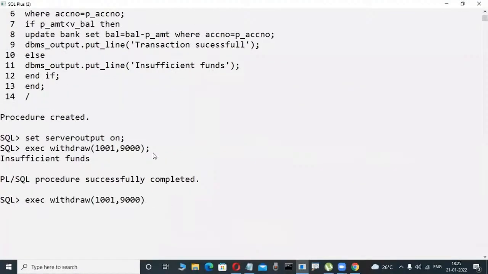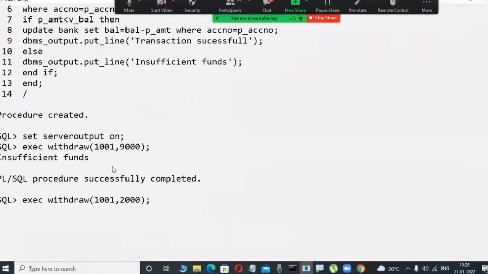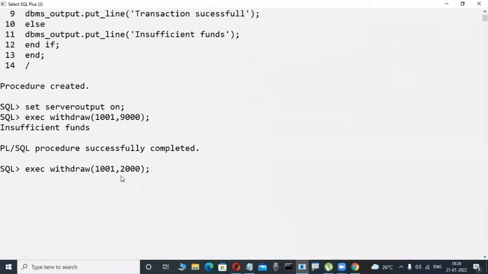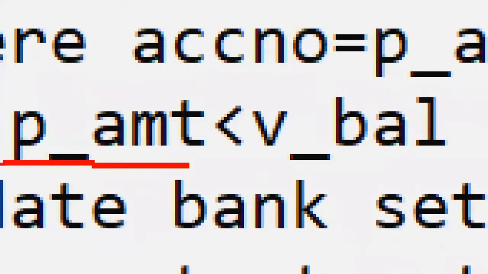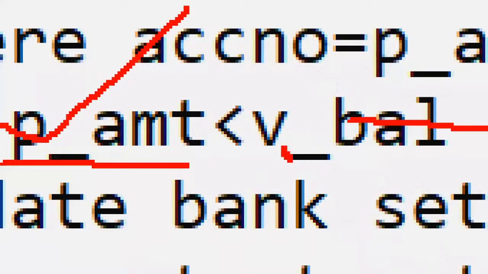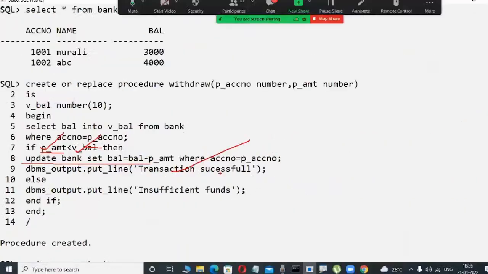Here, observe it here. 1001 is my account number. I try to execute withdraw again. So now, with the procedure, I try to withdraw 2,000 rupees. Possible? Possible. Why? Because my balance is 3,000 and I try to withdraw only 2,000. So the passed amount, 2,000, is less than the available balance, in this case 3,000. I am updating the bank table. Bank updating means modifying it. The transaction is successful.